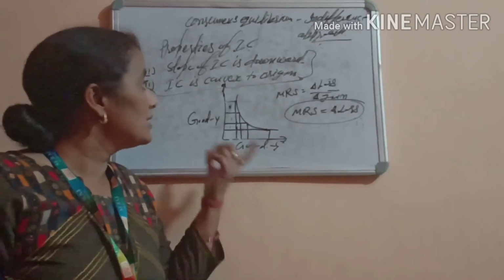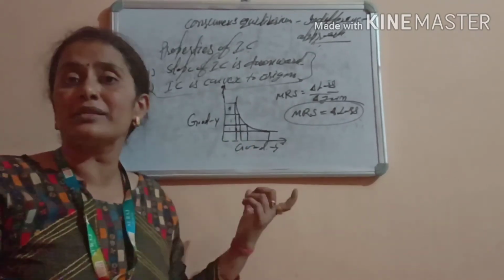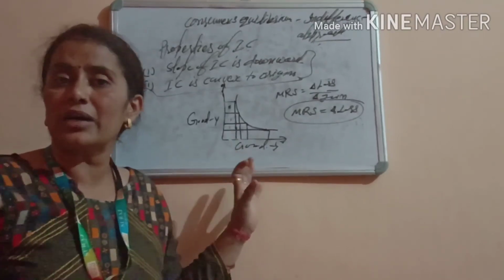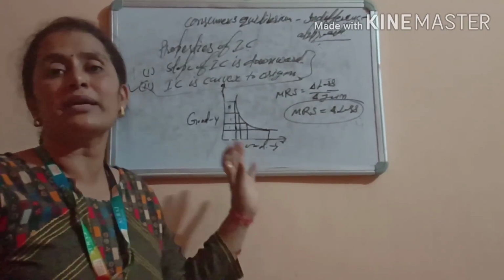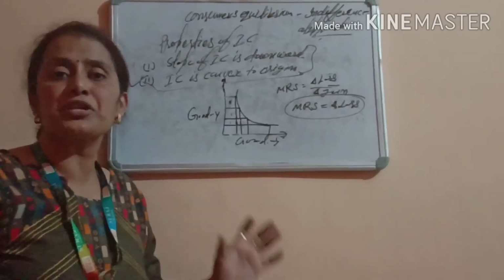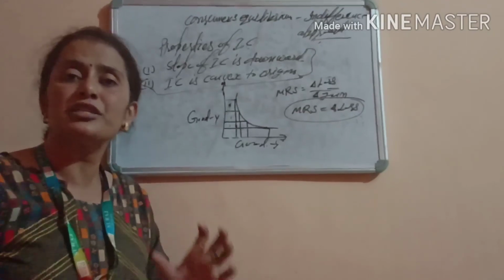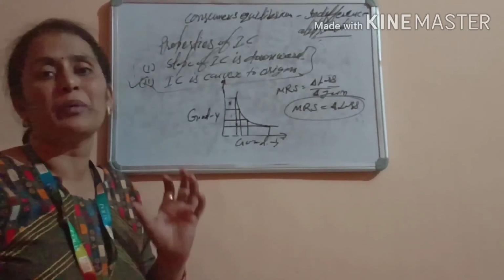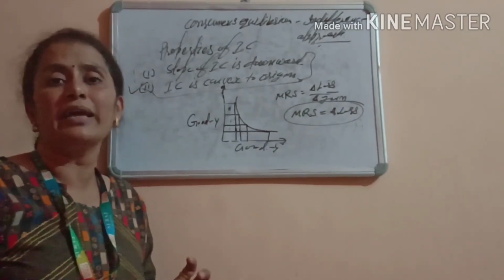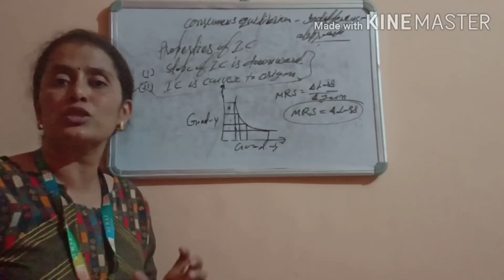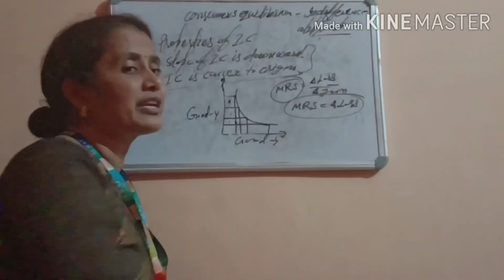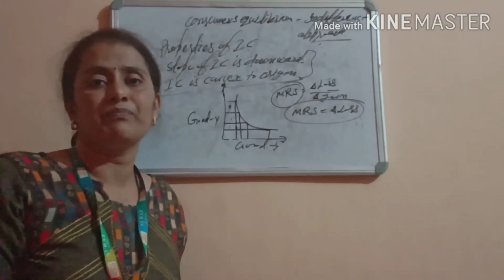As well as the IC curve cannot intersect the x axis and y axis. It means जो IC कर्व है वो कभी भी x axis और y axis को intersect या touch नहीं करेगा because the consumption level can never be zero. So these are the two properties of IC which show the IC is sloped downward as well as it is convex to the origin. The convexity depends on the marginal rate of substitution, right?